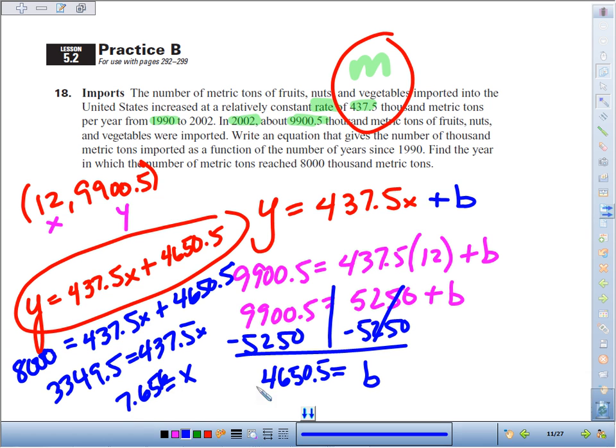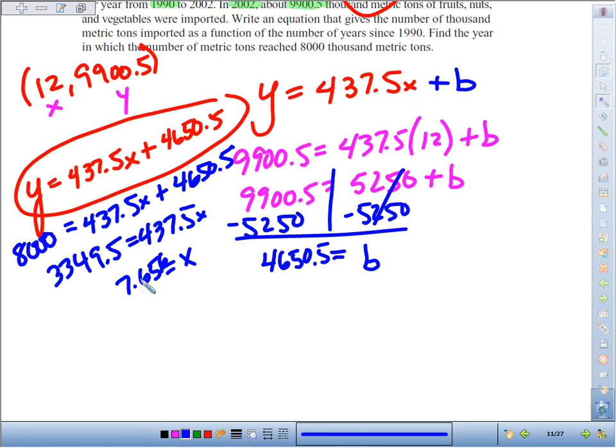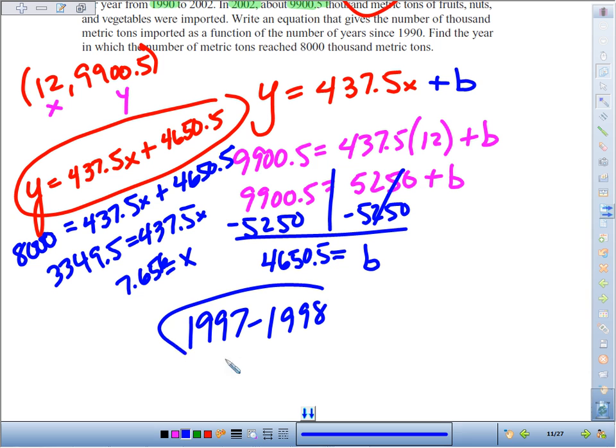It doesn't mean in the year 7 that there were 8,000 metric tons of fruits, nuts, and vegetables imported. Remember, x is the number of years since 1990. So 7 years since 1990, you're probably looking somewhere between 1997 and 1998 that 8,000 metric tons of fruits, nuts, and vegetables were imported.